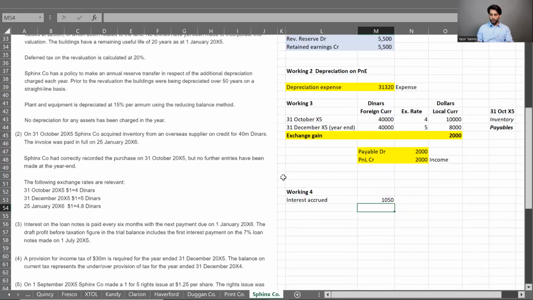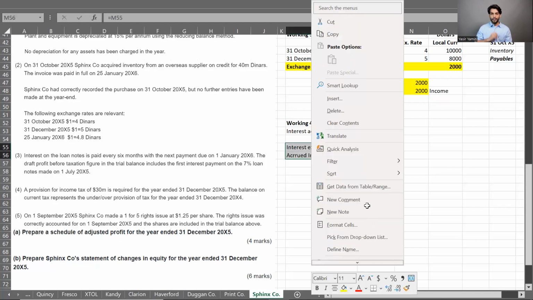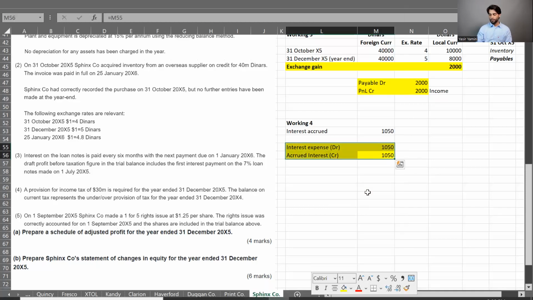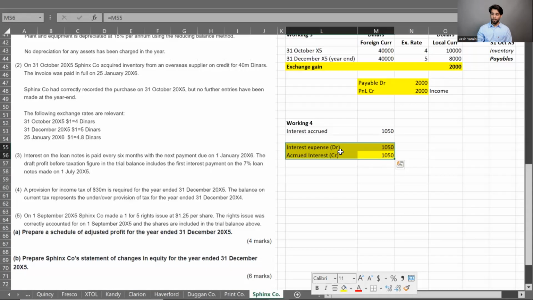And the accounting entry for this would be interest expense debit 1050, whereas accrued interest credit 1050. Just let me know, do you understand this? Yes or no? And I have highlighted this in yellow just to remember that I need to take care of this when I'm making a schedule of adjustments of my P&L. Everybody, all clear?